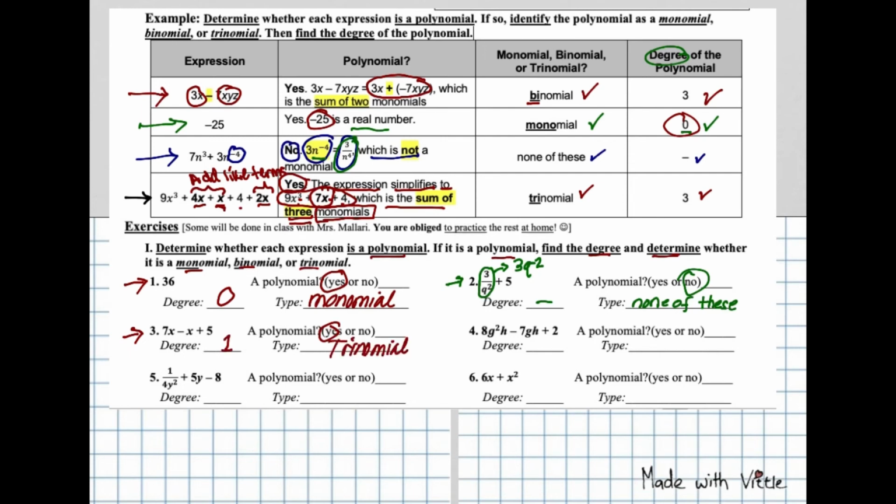Okay, 8g to the second power h minus 7gh plus 2. Remember, if we have multiple variables here, we have to add their degrees. First of all, this is a trinomial because you have 3 terms. Therefore, it's a polynomial. What will be considered the degree of this polynomial is the highest degree, which is 3. Again, the type of polynomial is trinomial.